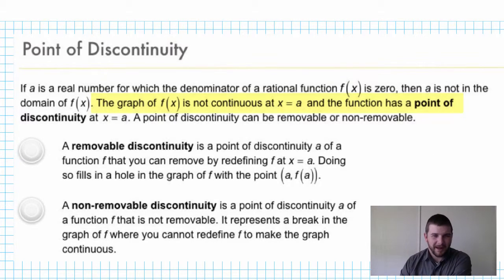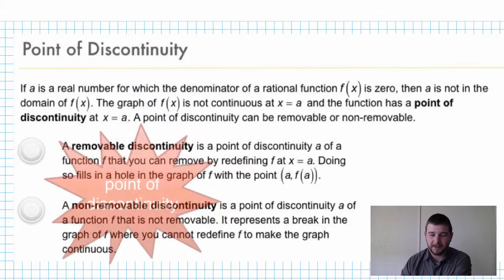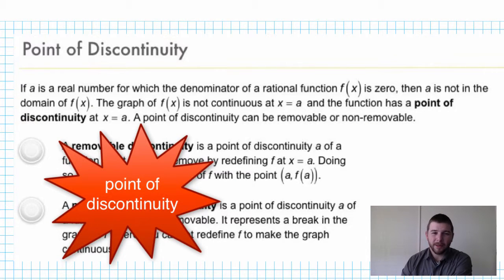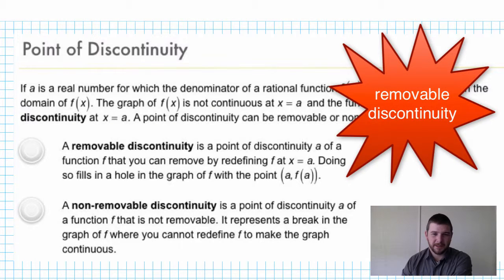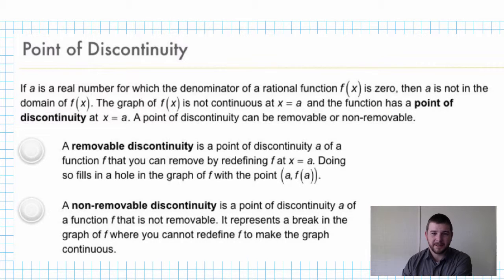The graph of f of x is not continuous at x equals a, and the function has a point of discontinuity at x equals a. A point of discontinuity can be removable or non-removable. A removable discontinuity is a point of discontinuity a of a function f that you can remove by redefining f at x equals a. Doing so fills in a hole in the graph of f with the point (a, f of a).